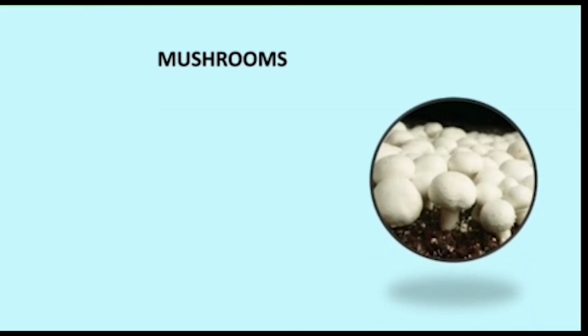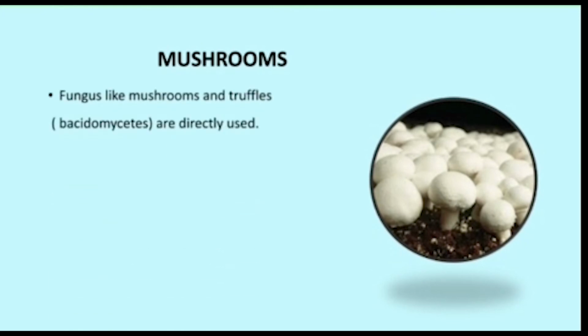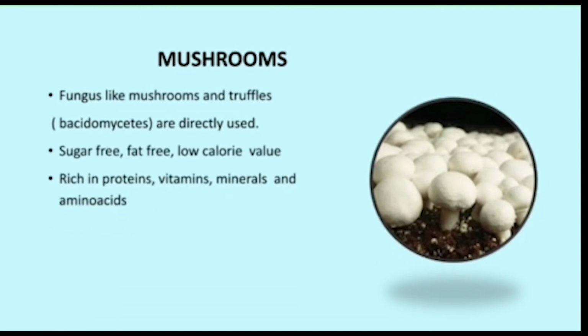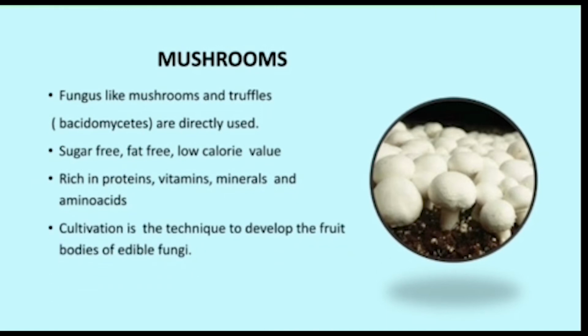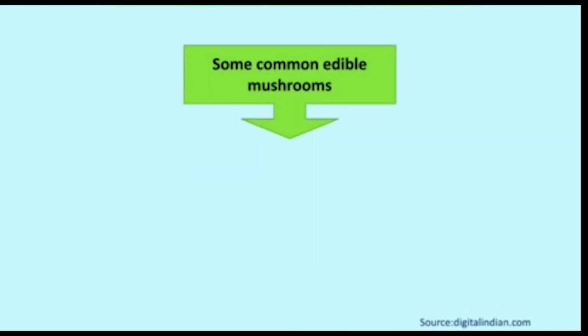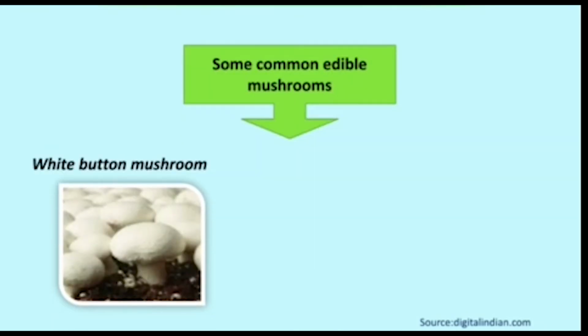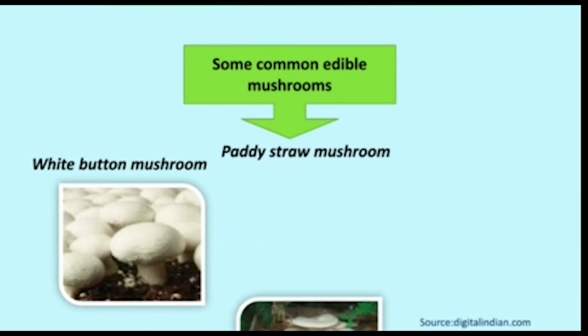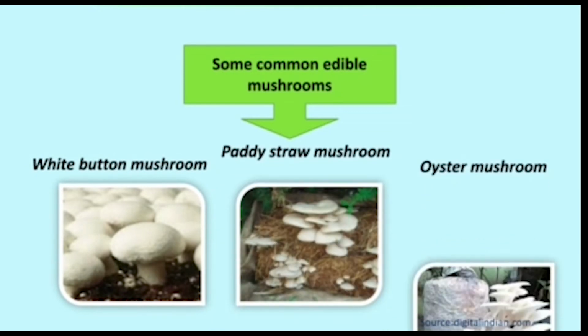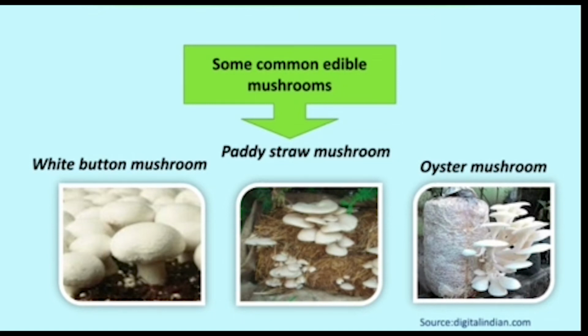Mushrooms. Fungi like mushrooms and truffles are directly used as food. It is sugar-free, fat-free and low in calories. It is rich in proteins, vitamins, minerals and amino acids. Cultivation is the technique to develop the fruit bodies of edible fungi. Some common edible mushrooms are white button mushroom, Agaricus bisporus, paddy straw mushroom, Volvariella volvacea, and oyster mushroom, Pleurotus florida.